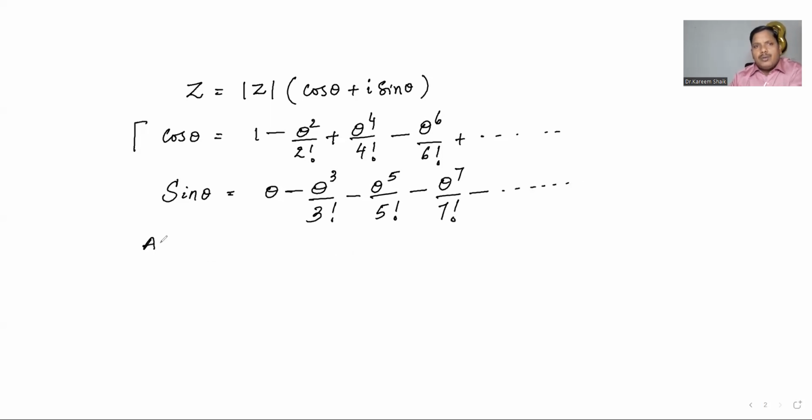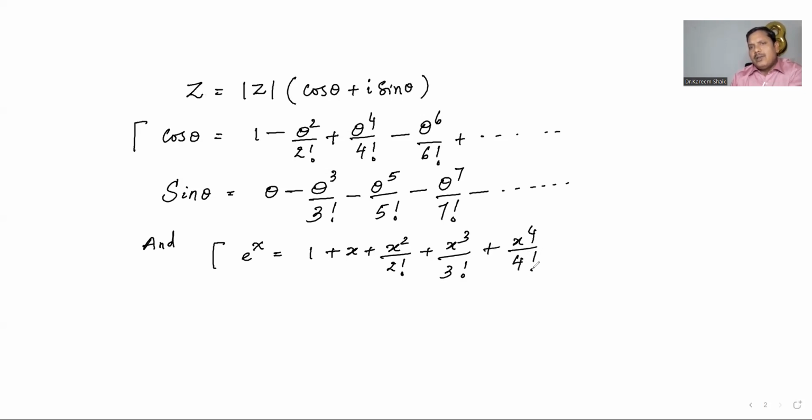And also you have to know one more thing, the expansion of e power x. The e power x expansion is nothing but 1 plus x upon 1 factorial plus x square upon 2 factorial plus x cube upon 3 factorial plus x power 4 upon 4 factorial and so on. Here x upon 1 factorial is nothing but x.